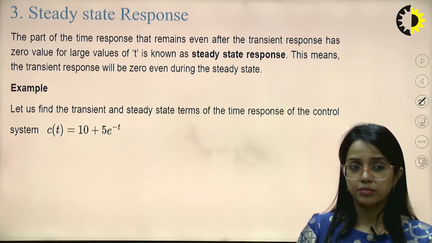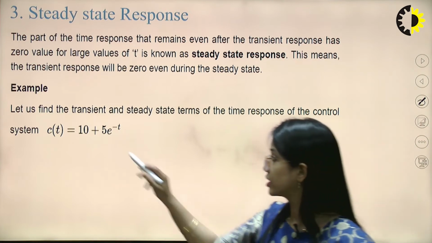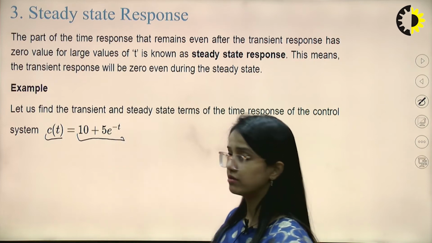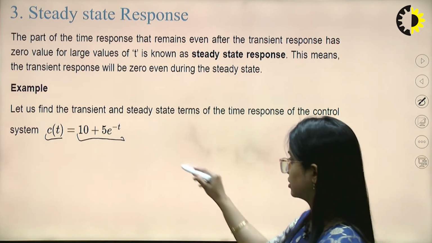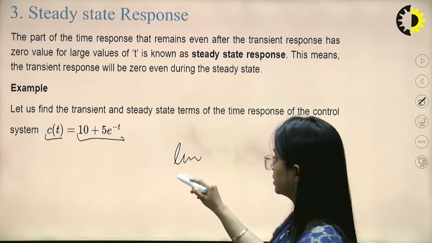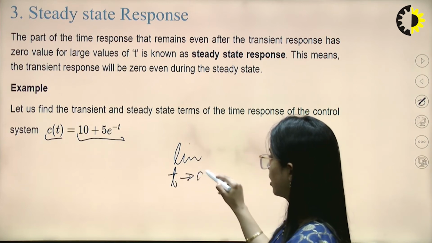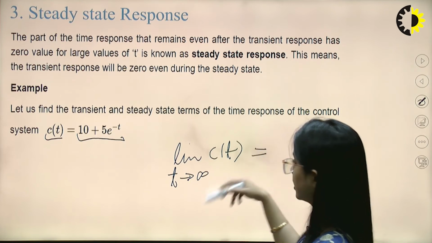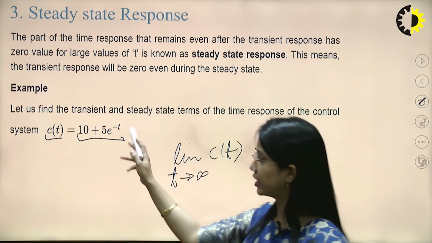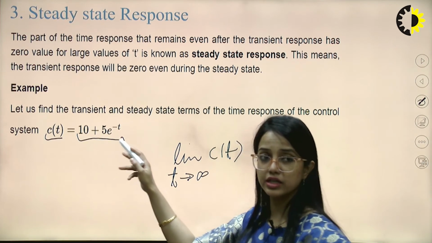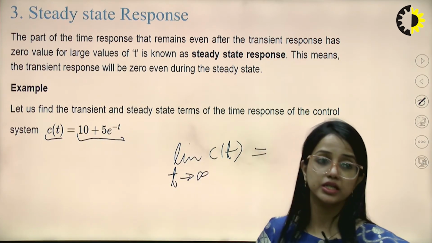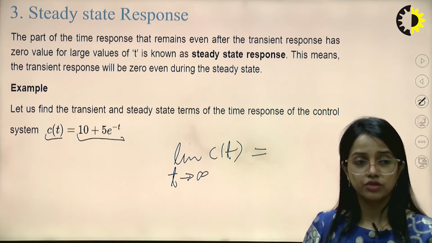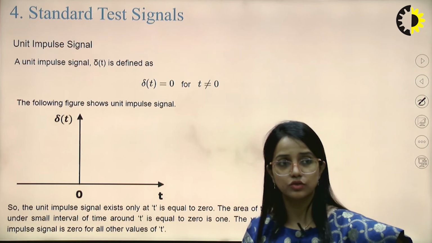So, in this example, we have output c(t) equals 10 plus 5e raised to the power minus t. So, we can see very well, limit t tends to infinity c(t), we can realize that the 5 times the exponential term is raised to the power minus infinity. So, of course, that term goes off. So, the transient component will be nothing but 0.